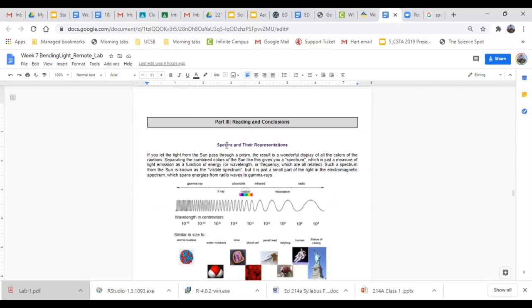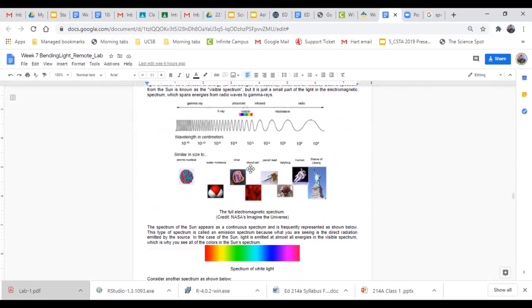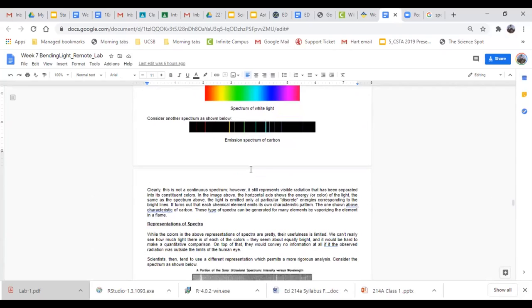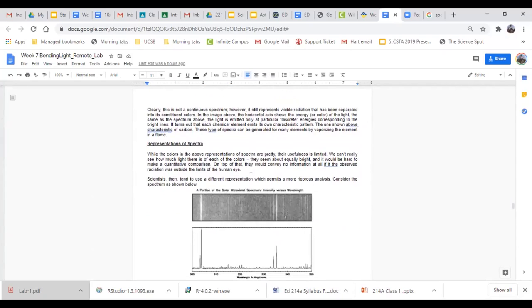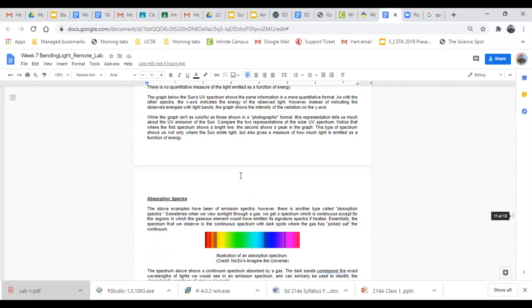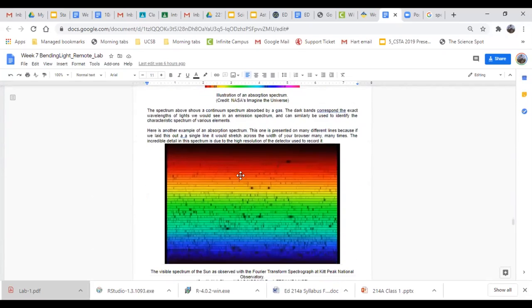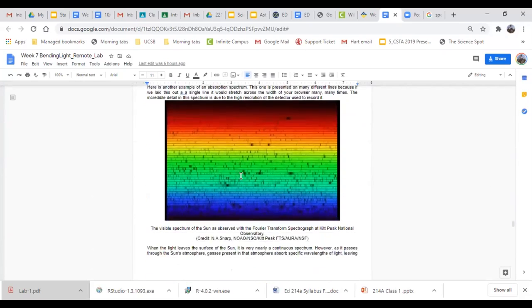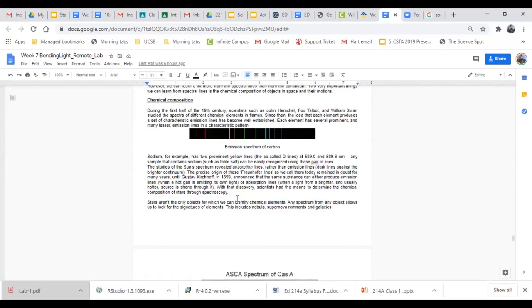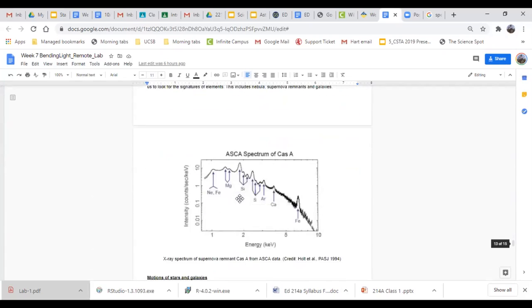And then part 3, your reading and conclusions. Read through this information. It recaps all of that on the nature of light, on spectra, on the EM spectra, and some representations of spectra. Here we're really putting together the implications for astronomy, looking at a solar spectra, giving some astronomical examples of where you would use each of these things.